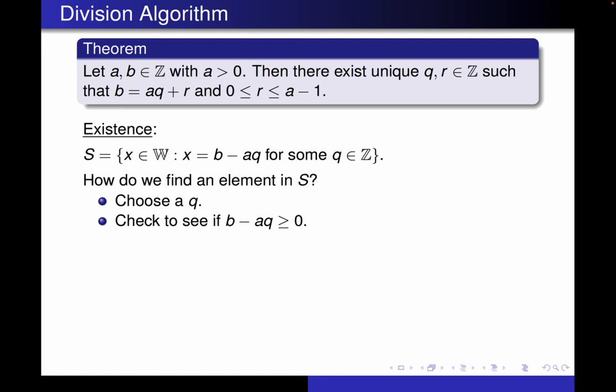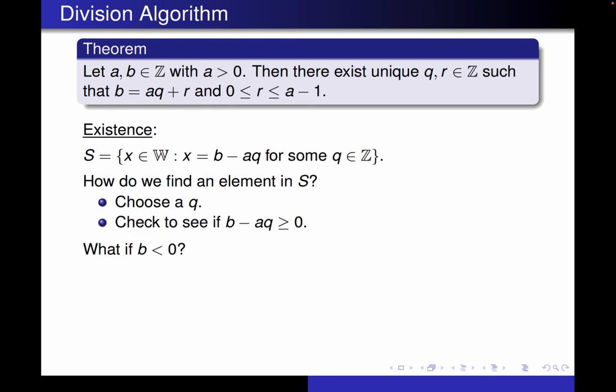So let's see. Probably the easiest q to choose is q equals 0. So we're going to choose q equals 0, throw it in there, and see if it gives us anything useful. If we do that, q equals 0 gives us x equals b minus a times 0. The a times 0 just disappears and we get b, which tells us that b is a remainder. But the question is, is it a non-negative remainder? Because if it's a negative remainder, then it's not going to be in S. So if b happens to be a non-negative number, then b is a remainder that's non-negative. It's an element of S, right?